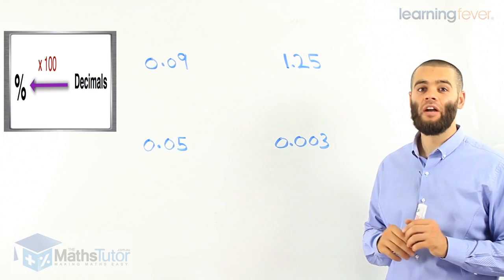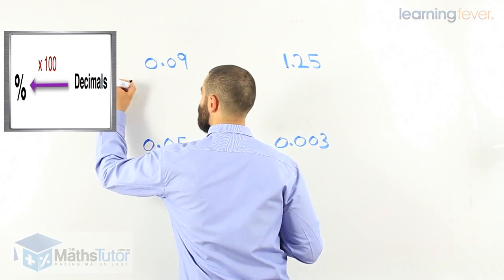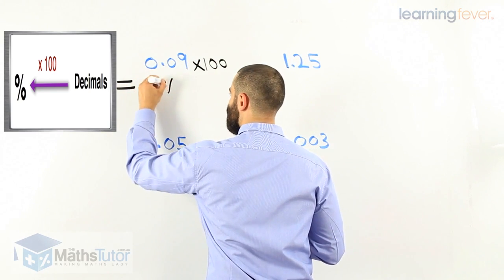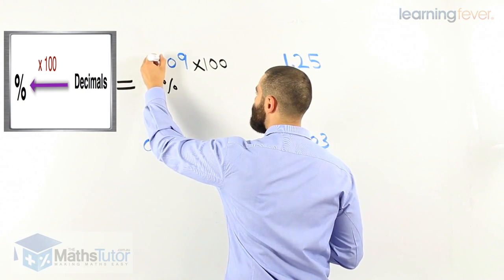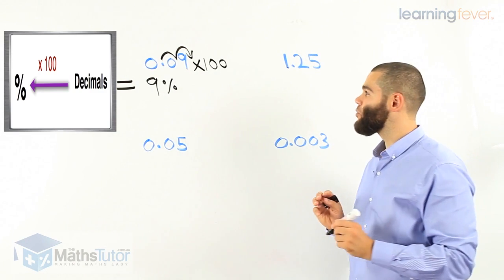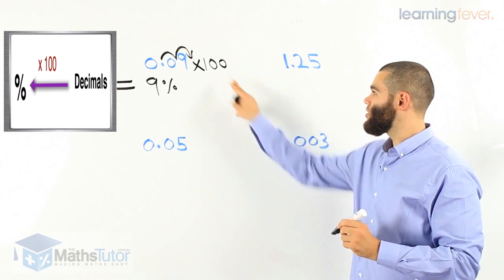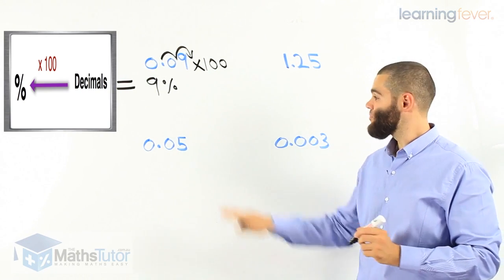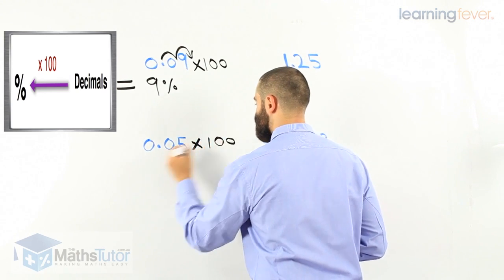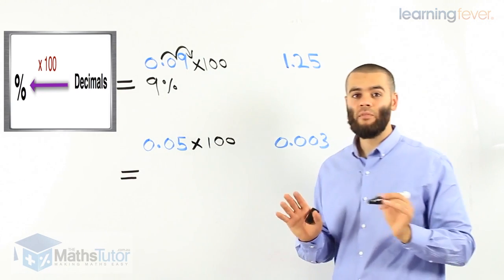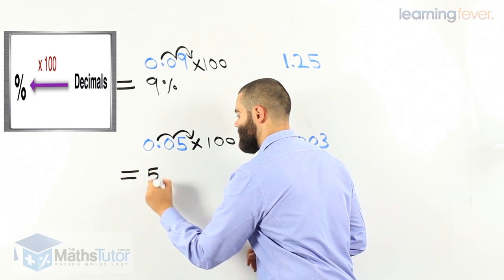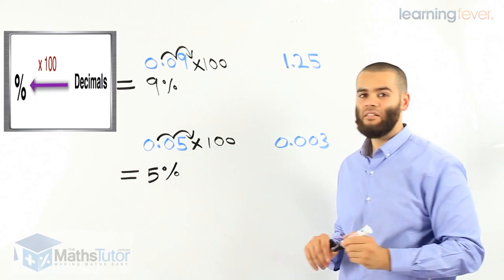So now we have 0.09 times by 100, 9%. You can use your calculator or simply 1, 2. We move to the right twice. 0.09 times 100. Move the decimal point to the right twice because of the 2 zeros. 9%. 0.05. Again, times by 100. We move 1, 2. Becomes 5%. It is that easy, guys.